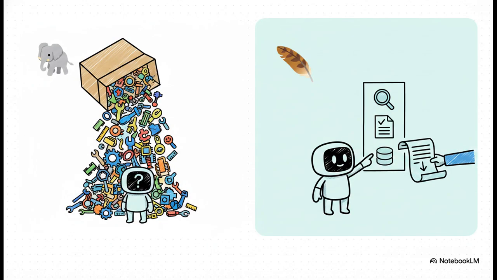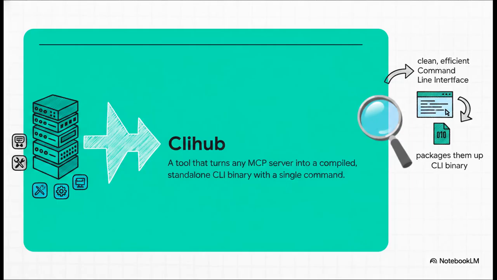So you might be asking, what's the alternative? Well, instead of just dumping everything up front, what if we used a classic command line interface, a CLI? A CLI is just a simple text-based way to talk to a program. It just gives the agent a basic list of tool names. The agent only asks for the detailed instructions for a specific tool when it actually needs it. It's a just-in-time approach instead of just in case. Much smarter. And that's exactly where Clihub comes into the picture.